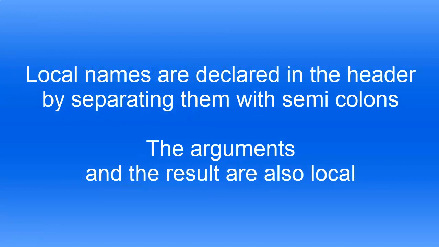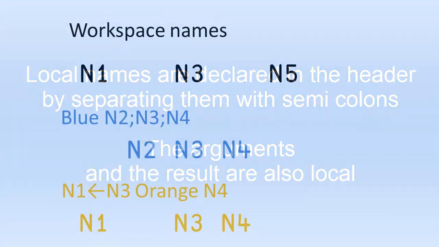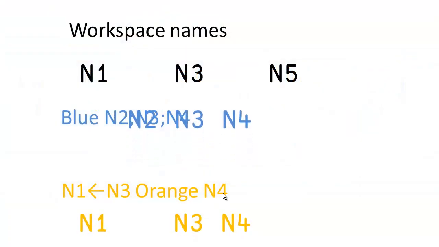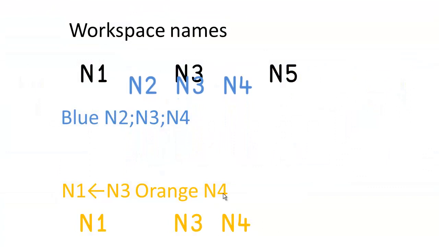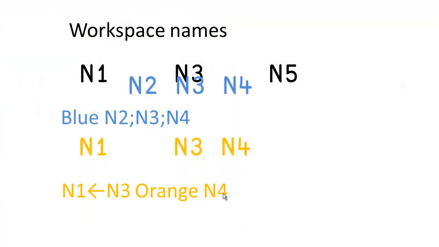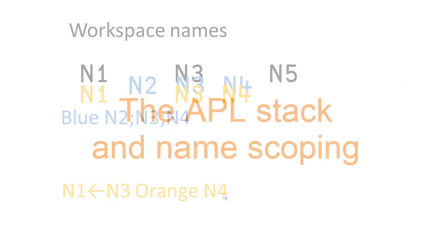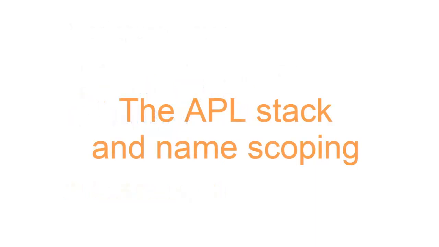To resume, all the names in the header of a program are local, except for the program itself. Each time a program is called, APL stacks it up along with its local variables. If a program calls another program, that program is stacked too, and so on and so on. This concludes this short video on the APL stack and the name scoping of variables.